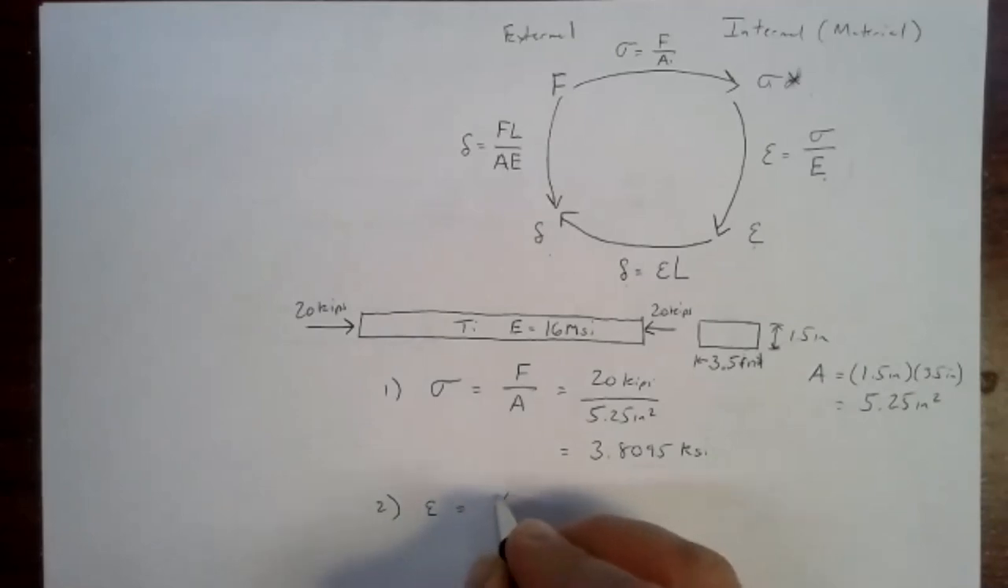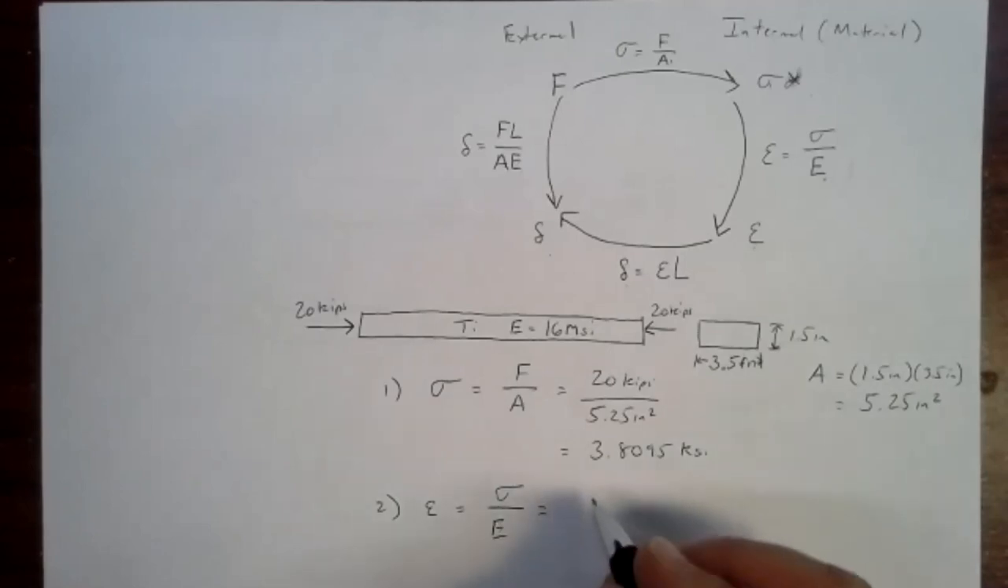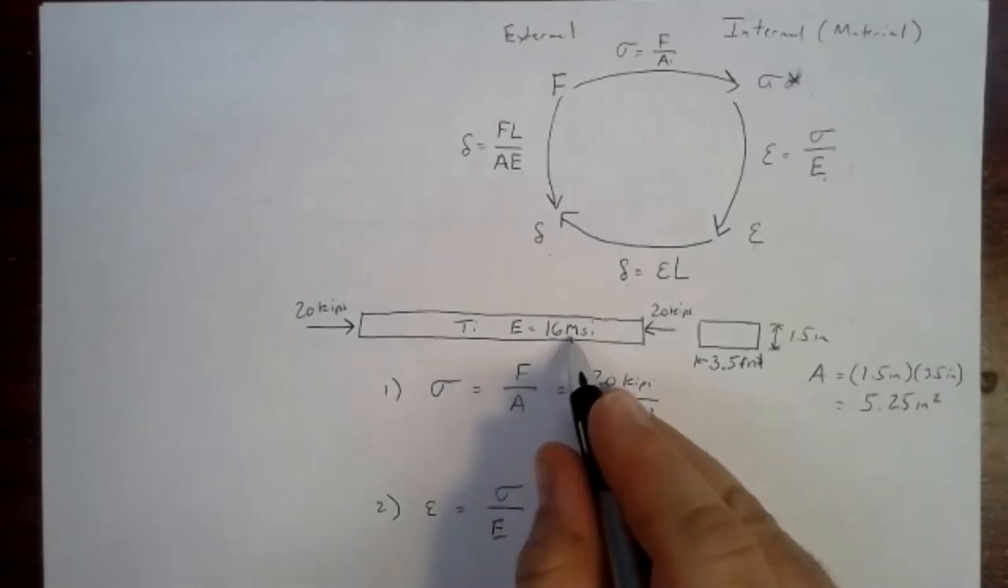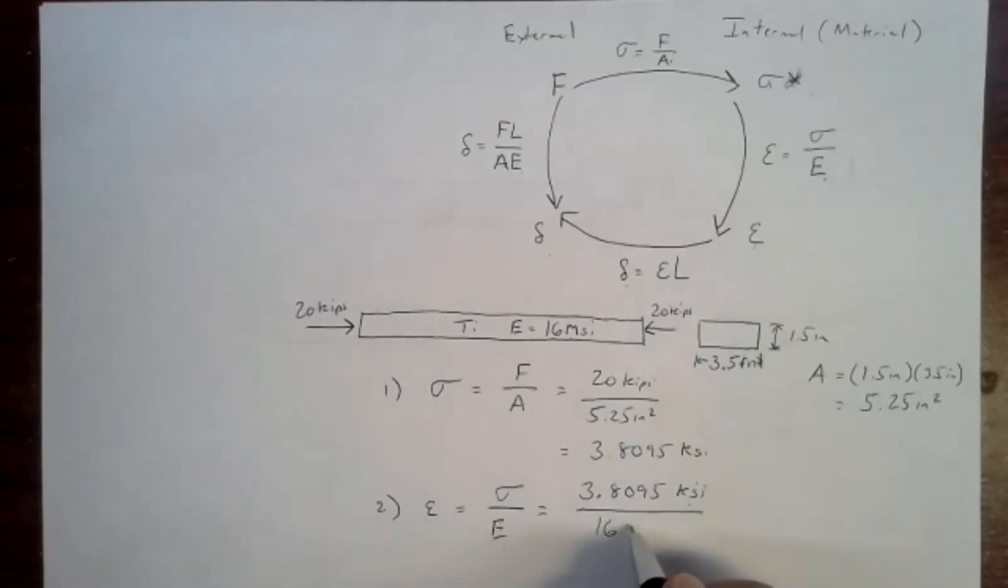Strain is stress divided by the Young's modulus. And so we've got to watch the units here. Got to have the same units in the top and the bottom. We're applying 3.8095 KSI. Our Young's modulus is 16 MSI, but if you just blindly divide this by 16 and ignore the units, you're going to end up with a huge number for the strain. We have to plug in KSI. This is MSI. From millions to thousands, you've got a factor of 1,000 there.